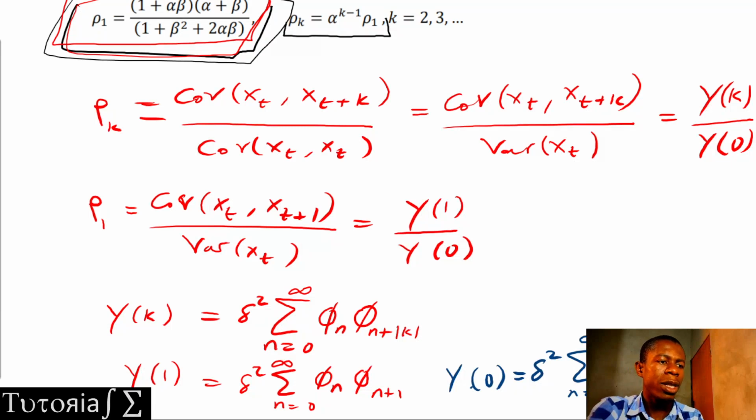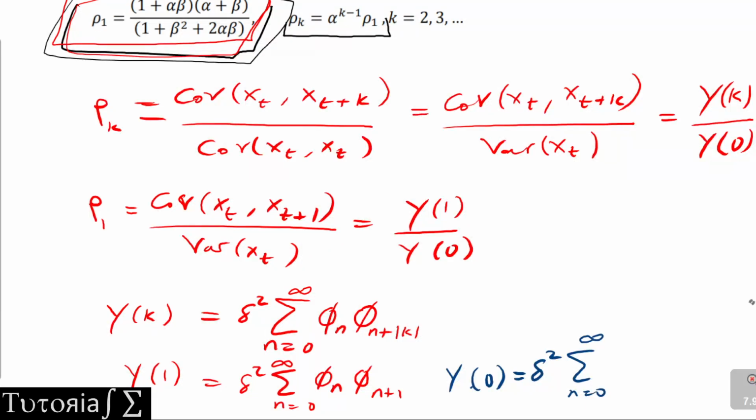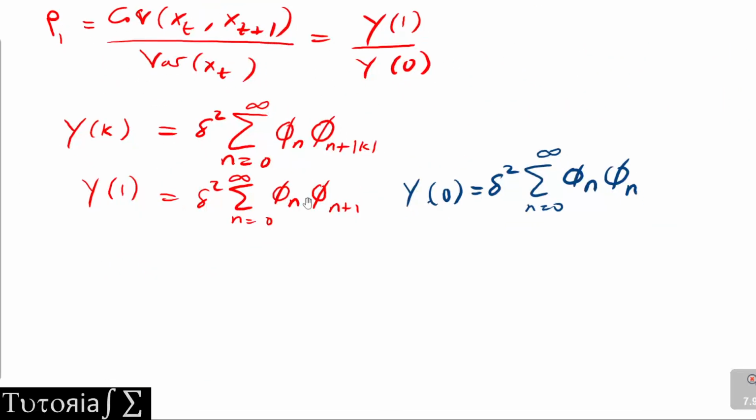Because k will be 0 here, it will just be phi_n squared. So that is just what we have to find. We have to find this and this, and we plug them in on top and at the bottom, and we are done.